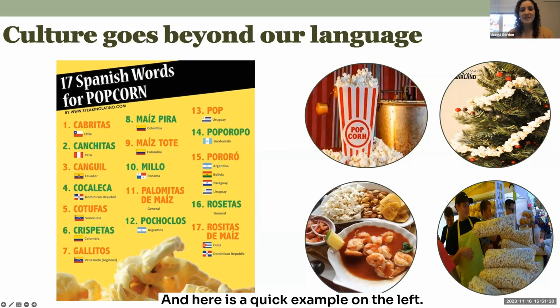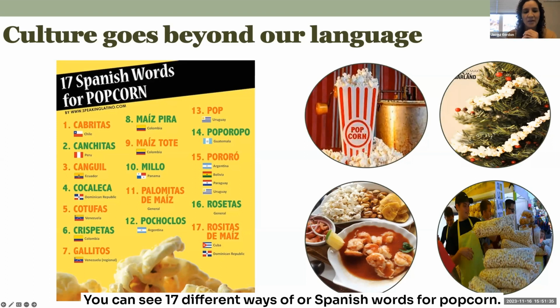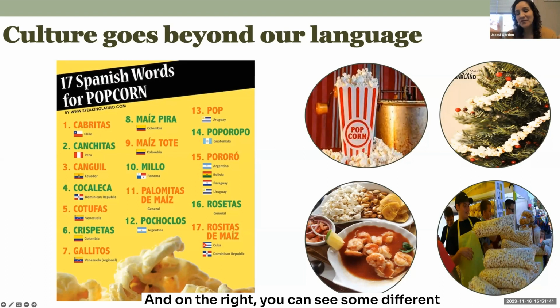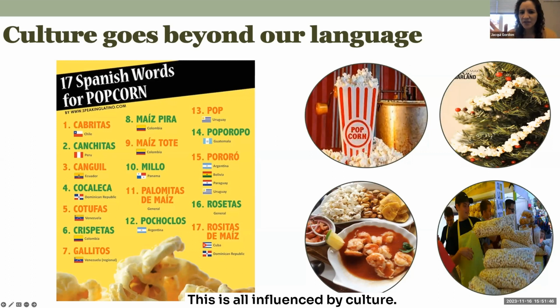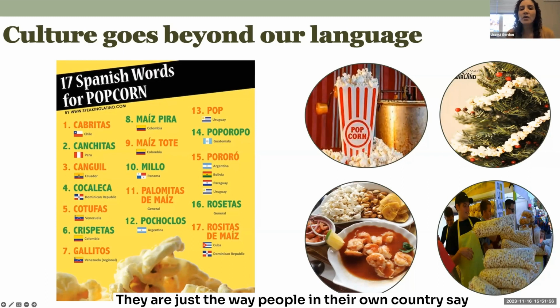And here is a big example. On the left, you can see 17 different Spanish words for popcorn. And on the right, you can see some different ways that popcorn is used around the world. This is all influenced by culture. These 17 different ways of saying popcorn are not 17 different dialects. They are just the way people in their own country say this word. And this is, again, influenced by culture.